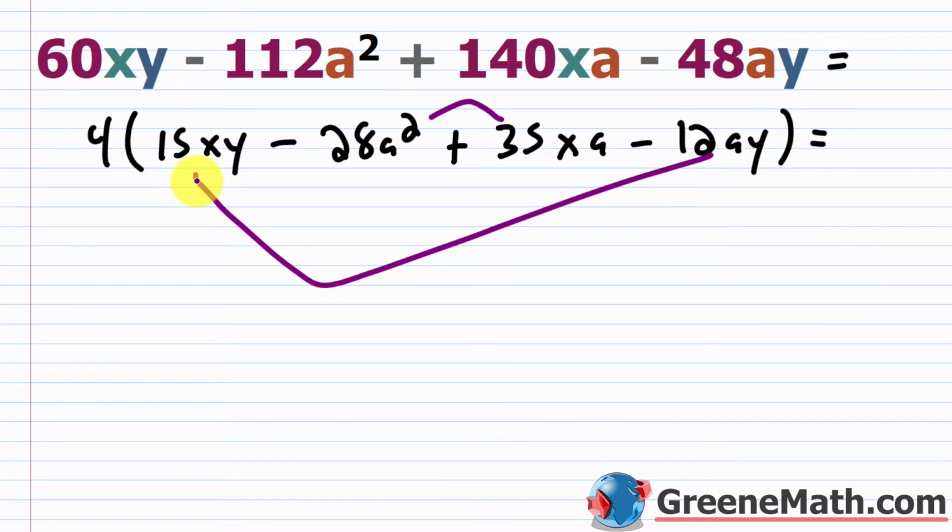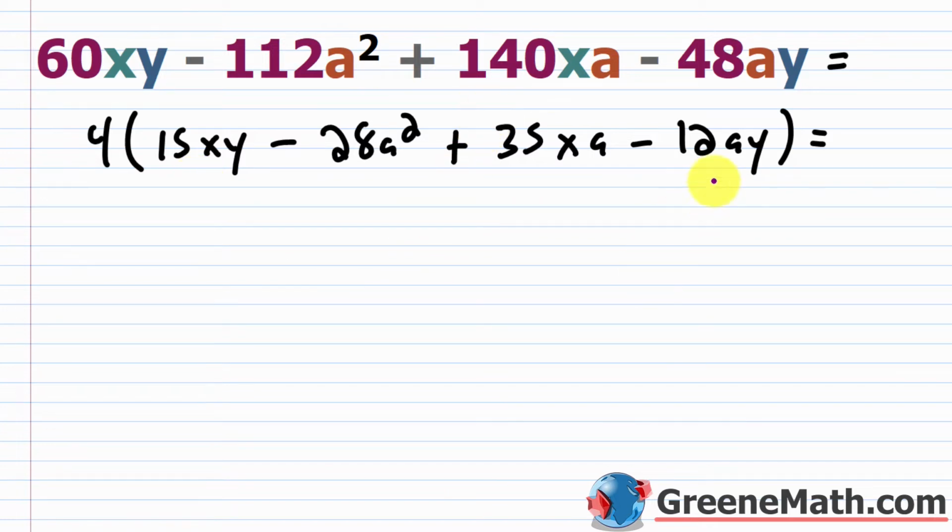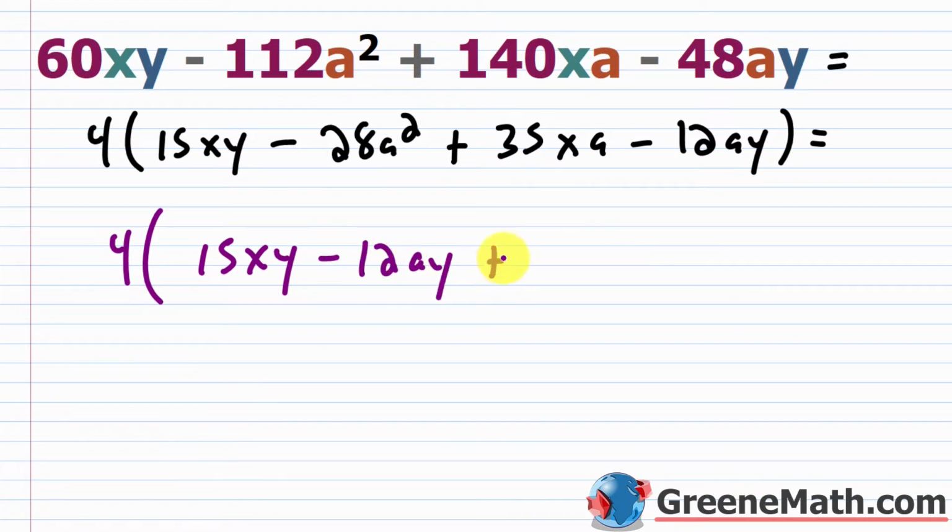That's how I'm able to do this, from eyeballing it. As soon as you work a lot of problems, you'll be able to do this as well. Okay, so let's go ahead and put these next to each other. I'm going to put 4 times the quantity 15xy minus 12ay, and then plus, I'm going to keep this in the same order, so 35xa, and then minus 28a squared.